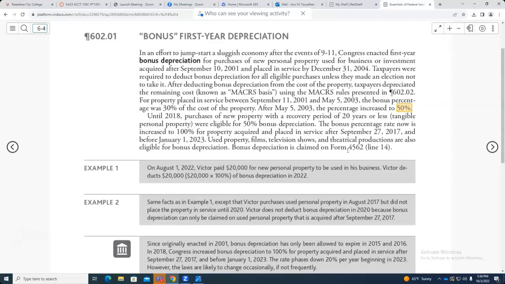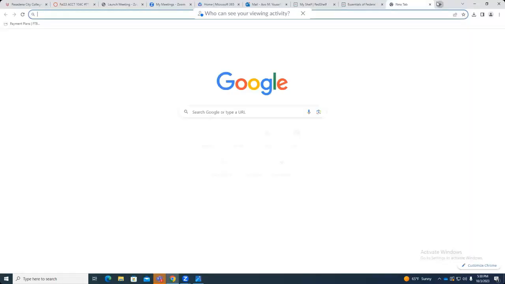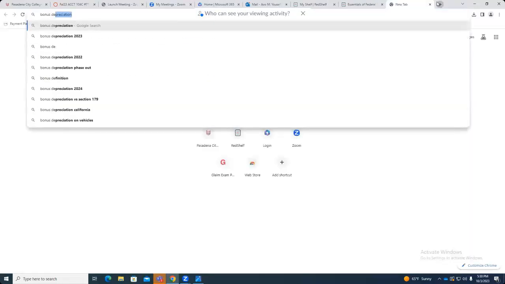Bonus depreciation is claimed on Form 4562. So for 2023, bonus depreciation, I don't know what's gonna happen right now. We might Google it, but still IRS is not telling us 100% what's gonna happen. We might Google it and we will see. Let's see what's gonna happen. Bonus depreciation 2023. Let's see what we have.